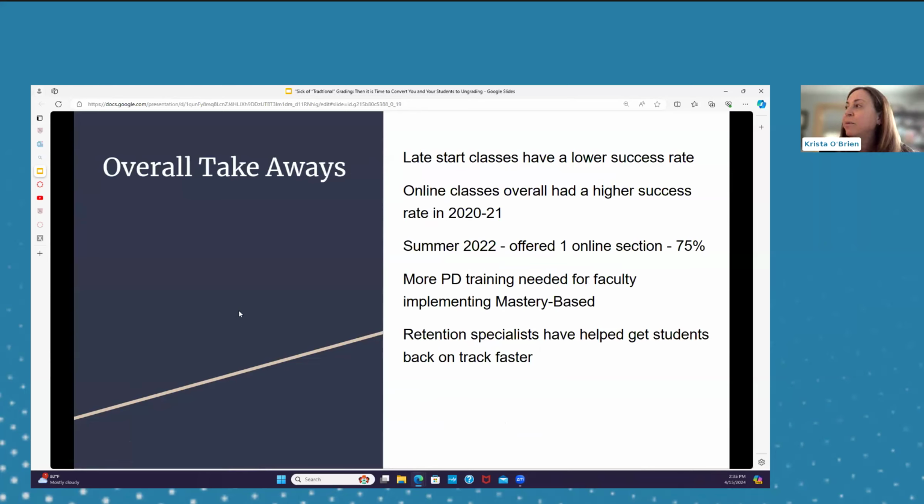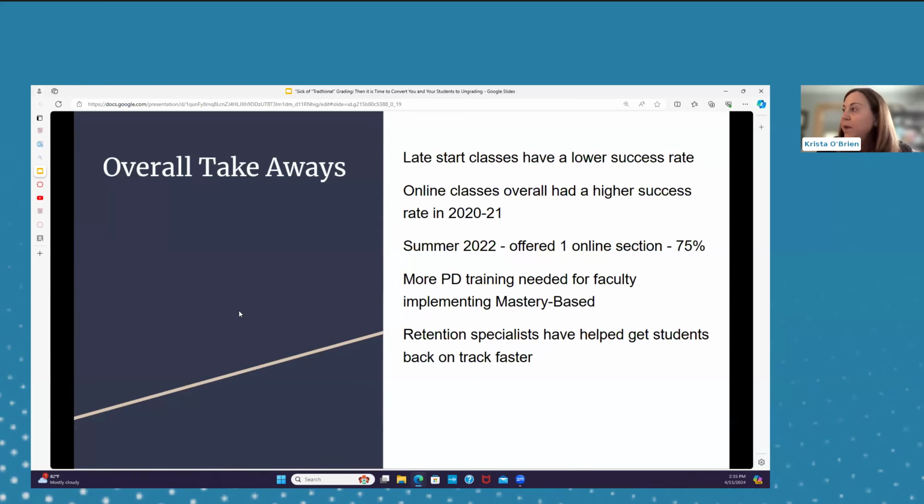The summer class that we offered in 2022 had a 75% pass rate. So we started trying it in the summer, and our summer classes are 8 weeks. So it was also condensed. So that we thought was very successful also, because now the students are doing mastery grading, but in a shorter amount of time.